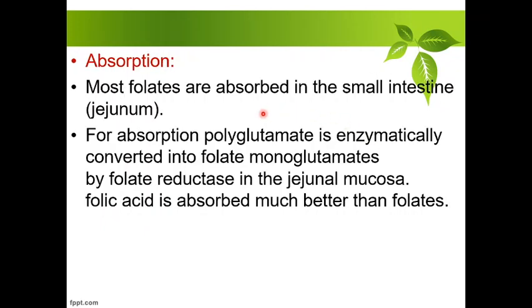Absorption. It takes place in the small intestine, basically in the jejunum. For absorption, in the last slide I told you to remember this word polyglutamate. ठीक है? So for absorption, polyglutamate is enzymatically converted to folate monoglutamate. Right? Poly टूट जाता है, monoglutamate is formed by the enzyme folate reductase, which is present in the jejunal mucosa. Folic acid is absorbed much better than the folate.